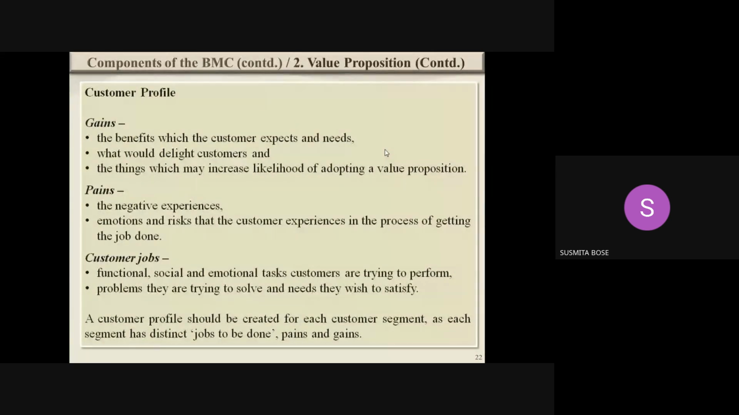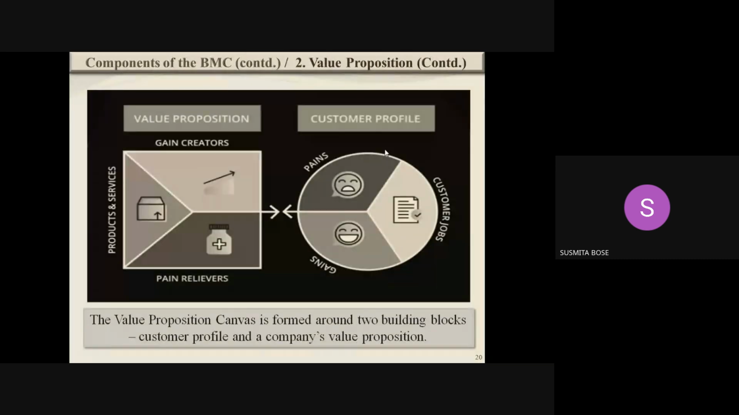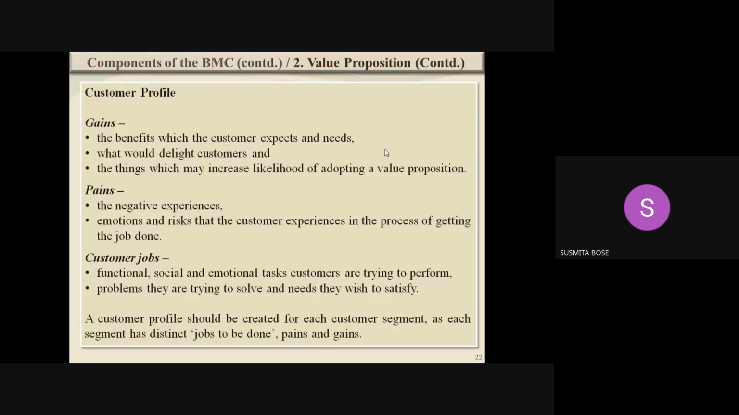So here we have seen there are two segments, customer profile and value proposition. So customer profile gains are the benefits which the customer expects and needs, what would delight customers, makes the customers happy, and the things which may increase likelihood of adopting a value proposition. The pains are the negative experiences, emotions and risks that the customer experiences in the process of getting the job done. If the customer had to struggle to get the job done, that gives him pains.